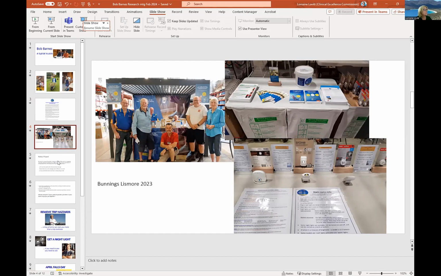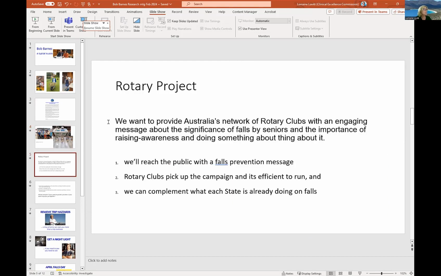Now, I've just received an email today where they're actually now setting up for April this year again in northern New South Wales in Bunnings, and Bunnings coming alongside with them. But effectively what he wants to do is to develop a network of Rotary clubs with engaging messages and significance of falls by seniors and the importance of raising awareness and doing something about it. So the vehicle he has chosen is through Rotary.